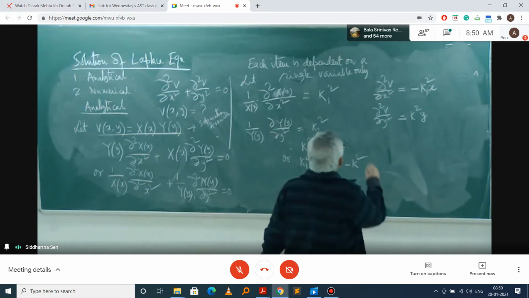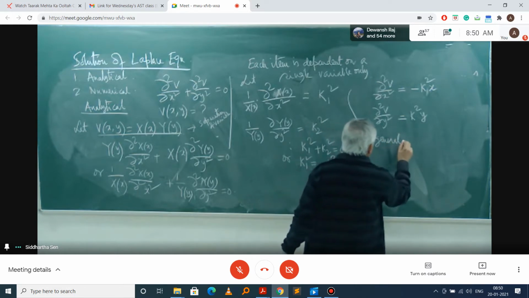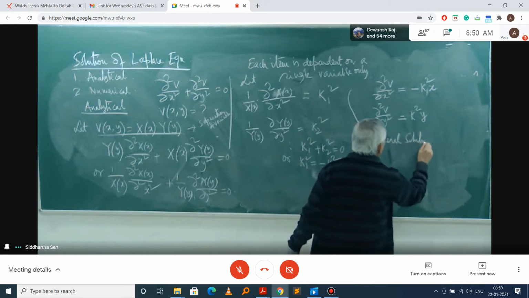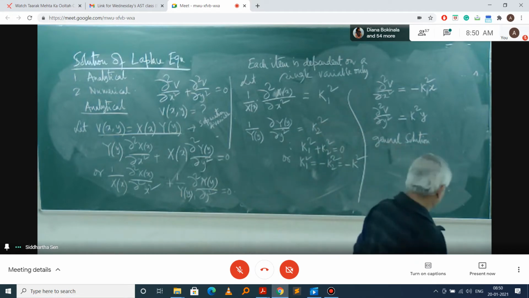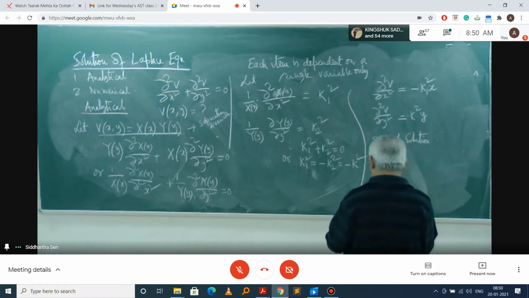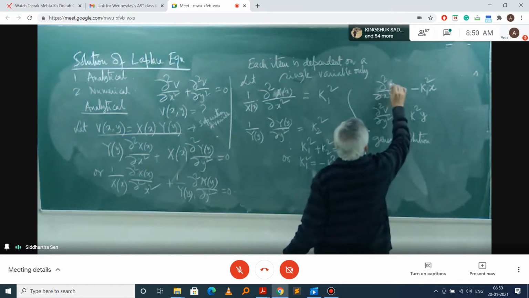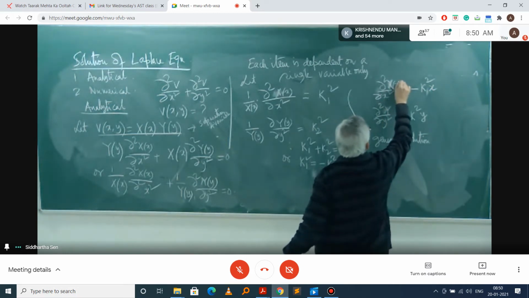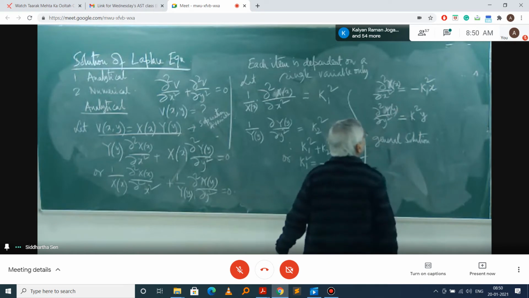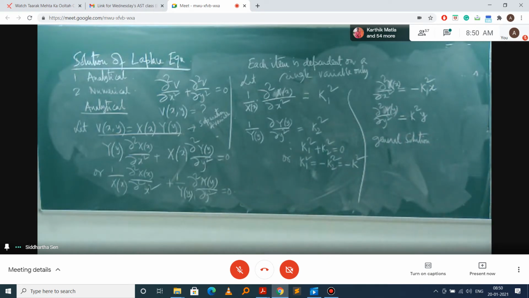So what will be the general solution? What we have is that, not V, I think it should be capital X. This is capital Y, sorry. Sir, and also that is equal to minus K square into capital X. K square into capital X.